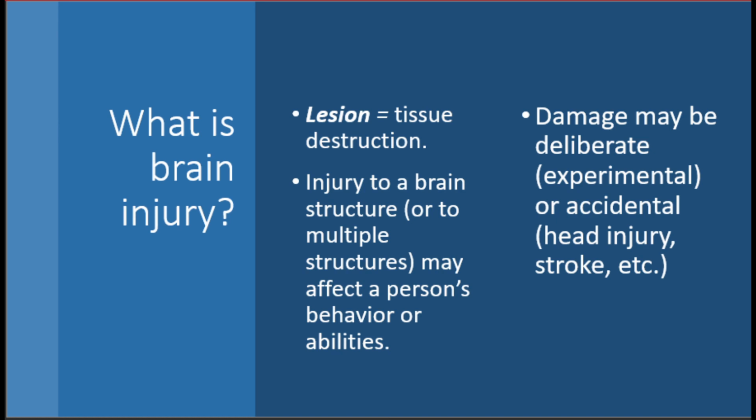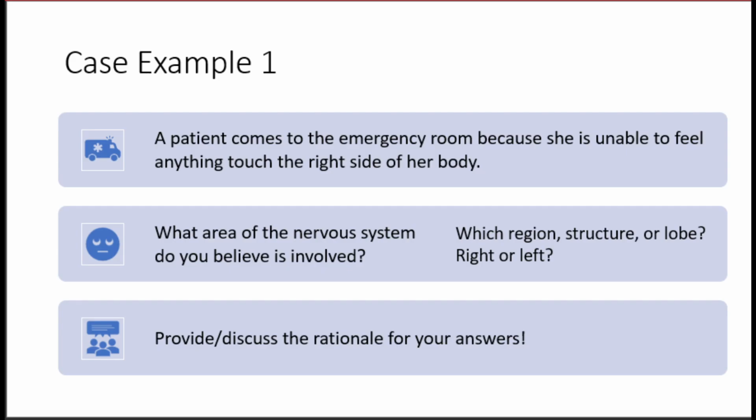So we're going to go through a few case studies and just think about which area of the brain might be affected based on what you know about these case studies. It doesn't give you a lot of information, but a patient comes to the emergency room because she's unable to feel anything touching the right side of her body. So what area of the nervous system do you think is involved when she's unable to feel anything on the right side of her body? So pause the video and write it down. After you write it down, we'll talk about it.